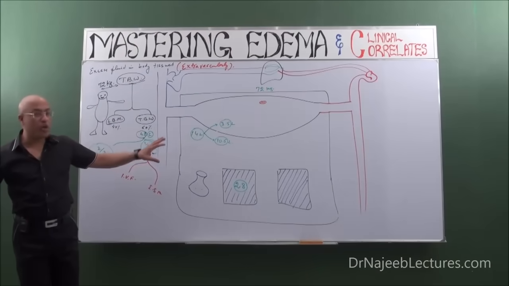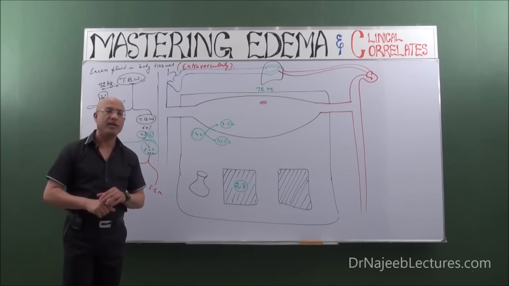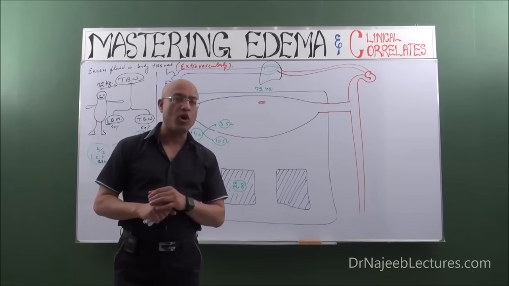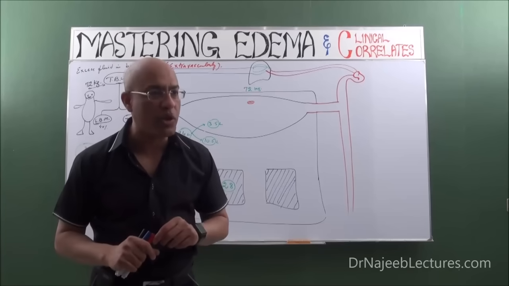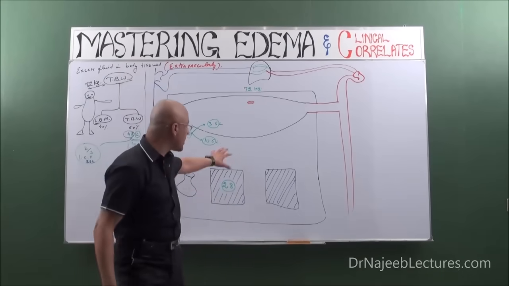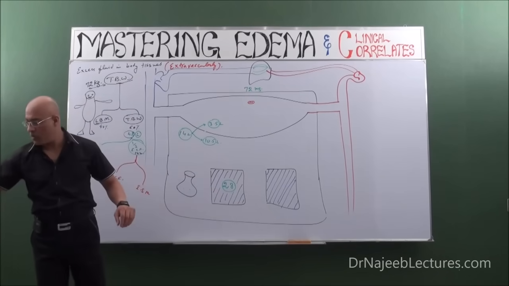So this is the normal distribution of fluid. Why am I teaching you normal distribution? Because in edema there is abnormal distribution or excessive accumulation of fluid in the extracellular or intracellular component, right? Now let me repeat.